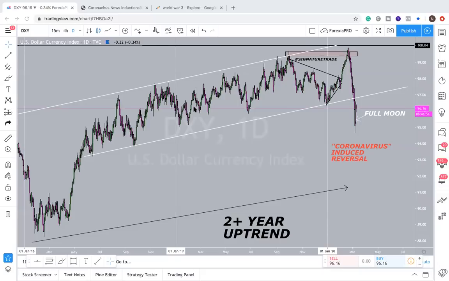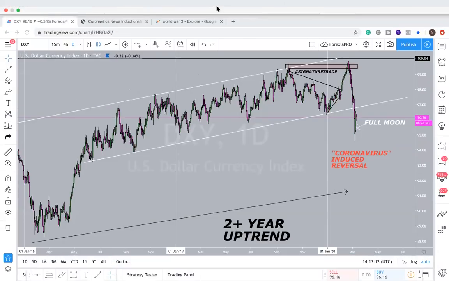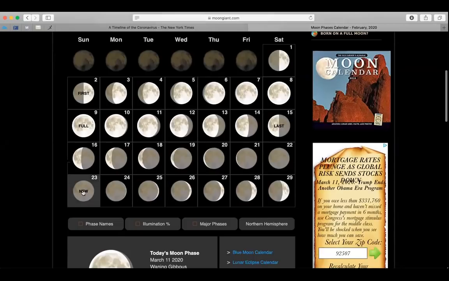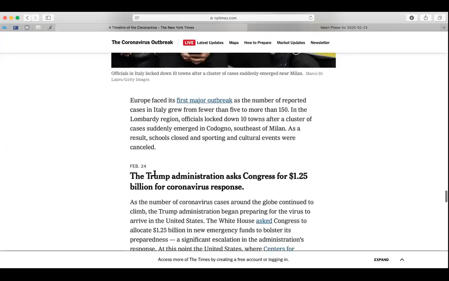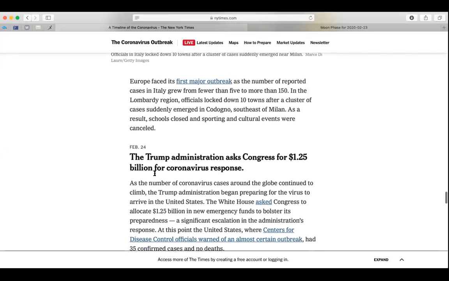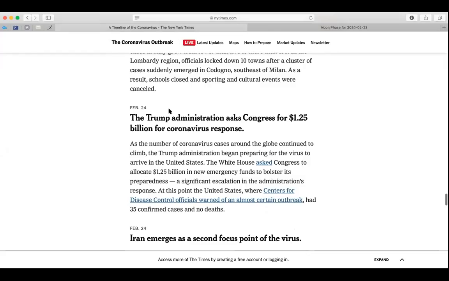Hey guys, can I share my screen real quick? Yeah, brother, go for it. Okay. So it was February 24th. We had the new moon February 23rd, right? Now, the coronavirus, February 24th, Trump administration asks Congress for 1.25 billion for the coronavirus. So the day the market opens, Sunday, Monday, new moon.